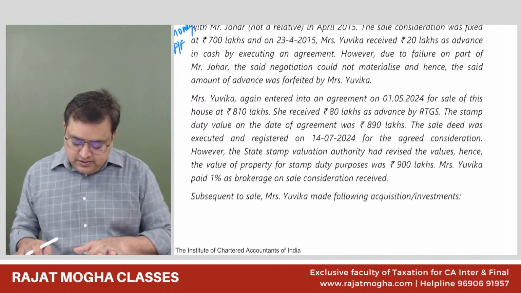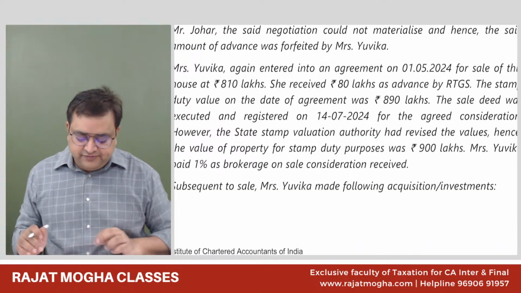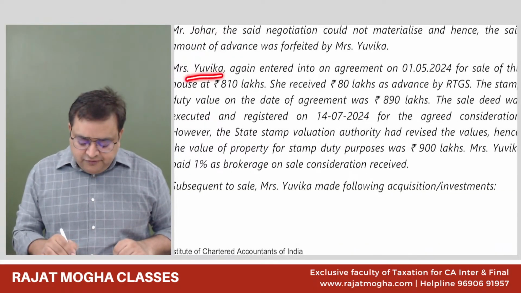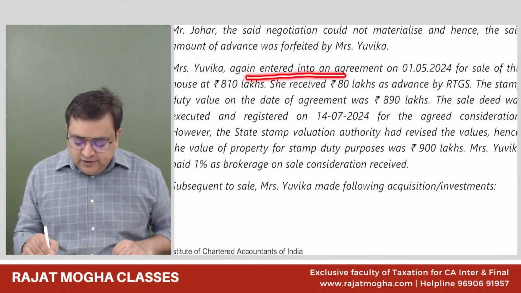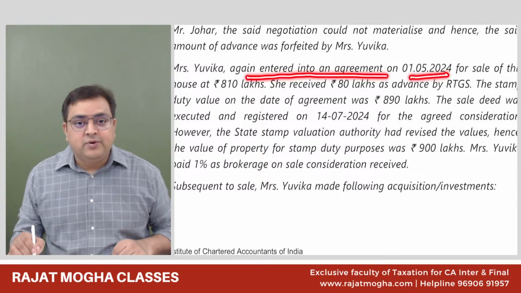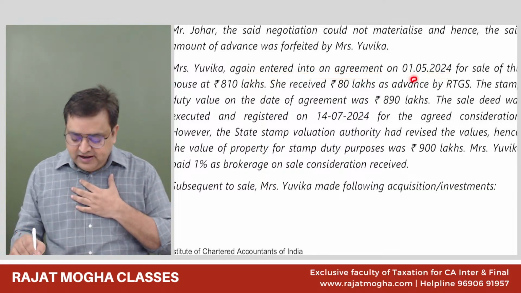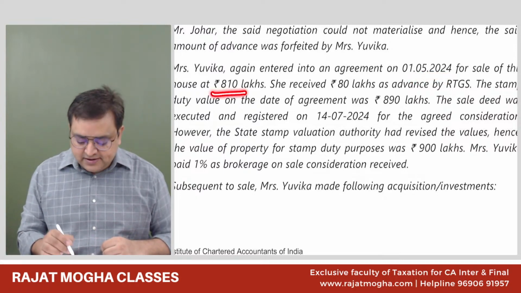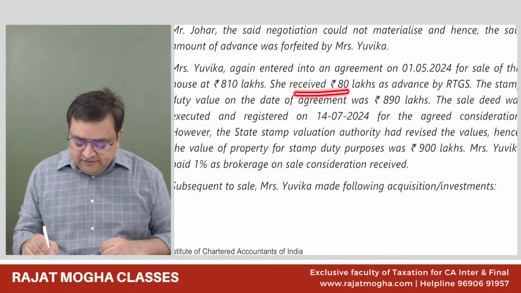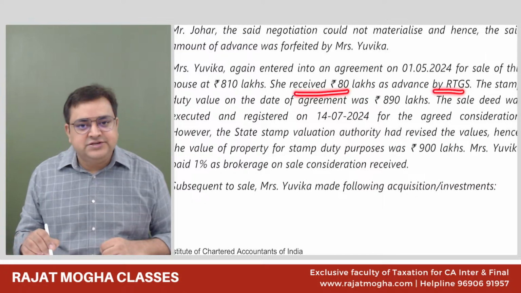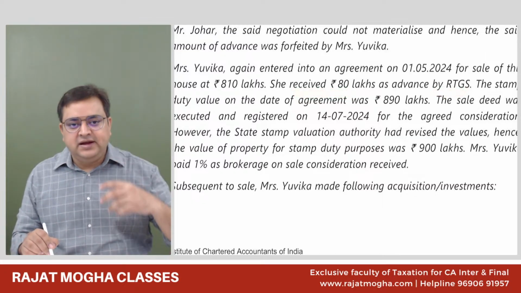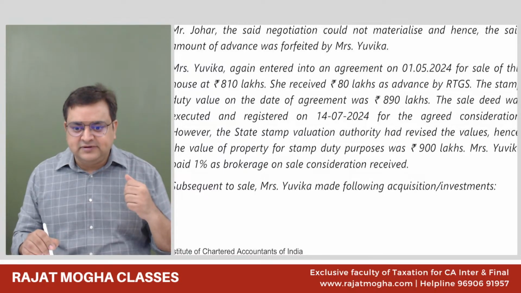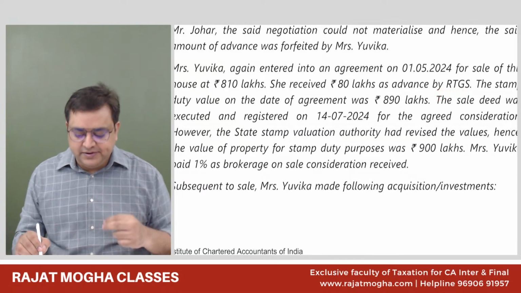Now, let us understand the next paragraph. Ms. Yuvika again entered into an agreement on 1/5/2024 in this year. She again entered into an agreement for sale of the house at 810 lakh. She received 80 lakh as advance by RTGS. So she received 80 lakh rupees through real-time gross settlement, that is through banking mode.